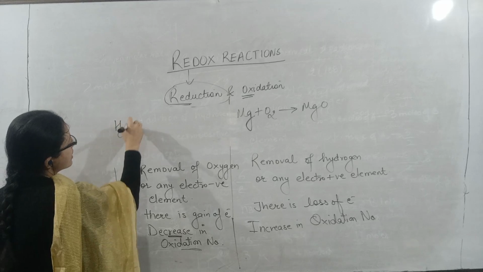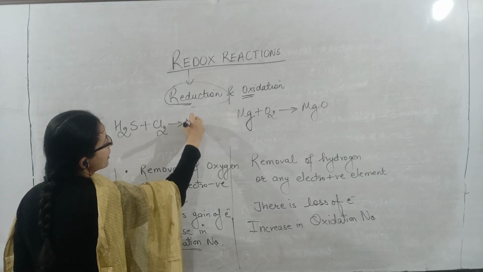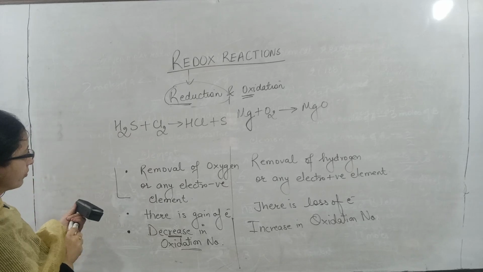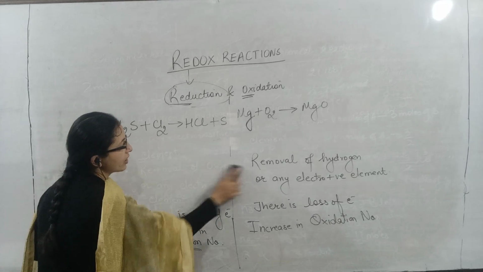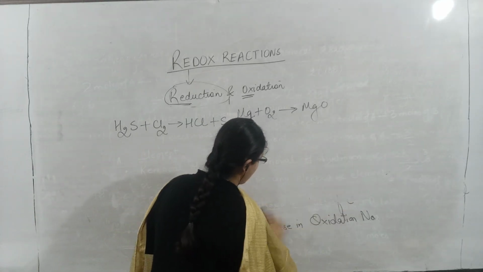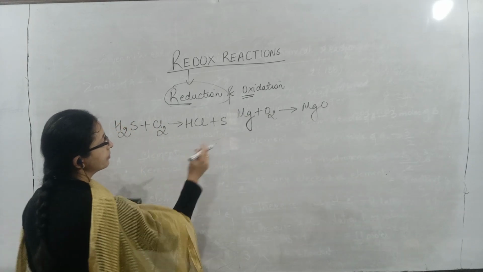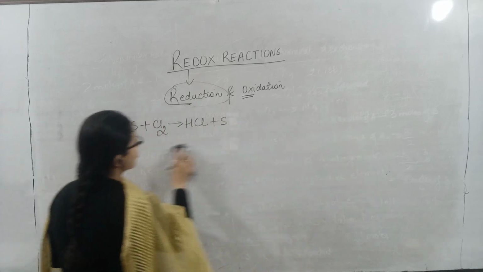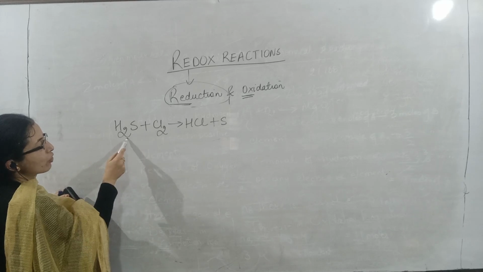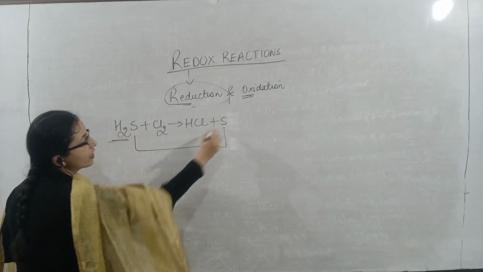Then hydrogen sulfide plus chlorine. What do we get? We get HCl plus sulfur. अब इस रिएक्शन में देखो किसका रिडक्शन हो रहा है और किसका ऑक्सीडेशन. Just see, हाइड्रोजन सल्फाइड H2S प्लस सल्फर. See, सल्फर से हाइड्रोजन रिमूव हो रहा है. ठीक है. If you look at this substance, H2S is converting into sulfur.